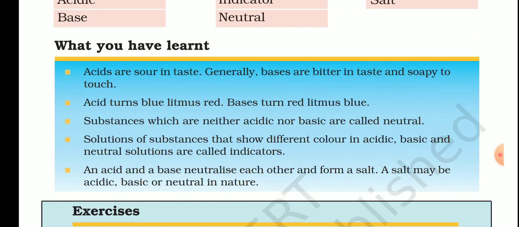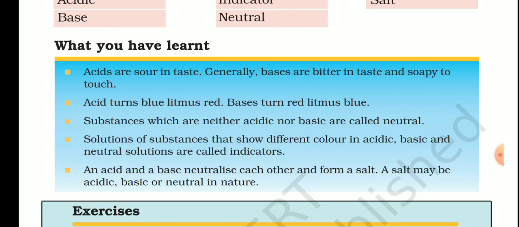Students, take a look at the first point. It says acids are sour in taste, generally bases are bitter in taste and soapy to touch. We have discussed it when we were discussing the basic properties of acids and bases. Next one, acid turns blue litmus red and bases turn red litmus blue.